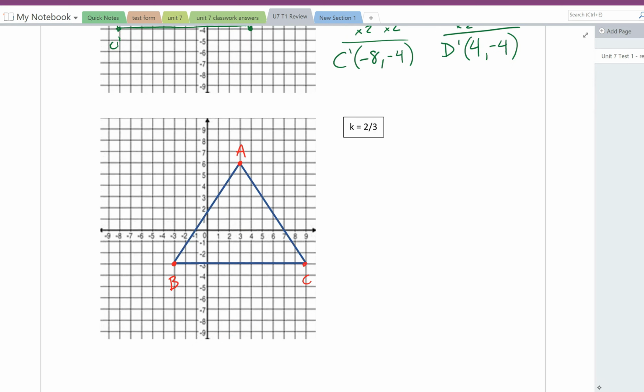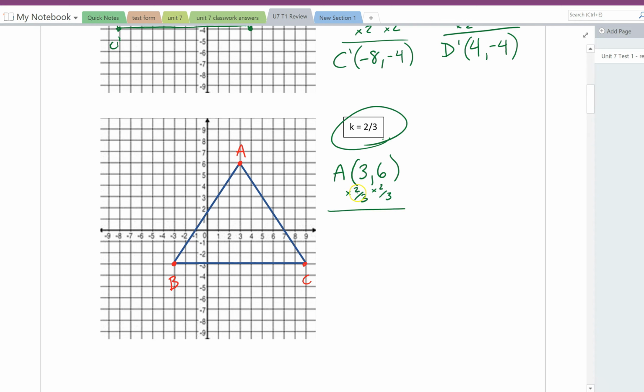Next one, I have a triangle. Scale factor this time is 2/3, and because 2/3 is smaller than 1, I'm expecting that the triangle is going to get smaller. Start with A. A starts out at 3, 6. And so I'm going to multiply both of these values by 2/3, just like I was doing above. The only thing that's different is now we're multiplying by a fraction.